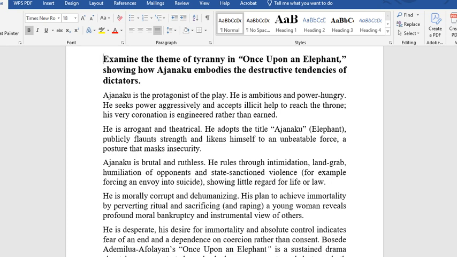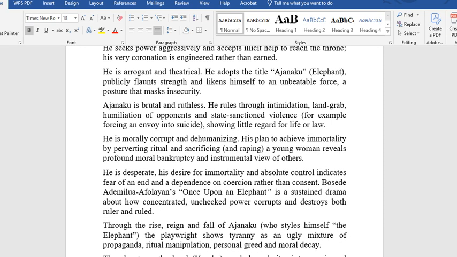You know, let's look at the question: examine the theme of tyranny. All these things reveal the theme of tyranny in that play. He is morally corrupt and dehumanizing. His plan to achieve immortality by performing a ritual, sacrificing and raping a young woman, reflects profound moral bankruptcy and an instrumental view of others. He must rape a virgin to sustain his life. That is dehumanizing.